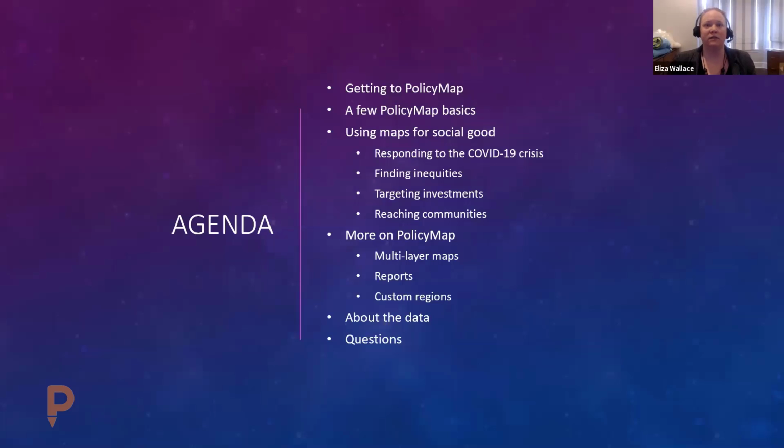So ways to layer different layers together to come up with more complicated answers to questions, or answers to more complicated questions. Some of the reports that we have that you can do on neighborhoods, and then some of the ways that you can use PolicyMap to get more specific data on, say, a study area or a service area for an organization. And then I'll mention a few things about the data for those of you who are interested in how this data gets put together, how we come across it. And then there may be some more time for questions at the end, but I'm happy to answer questions as we go as well.